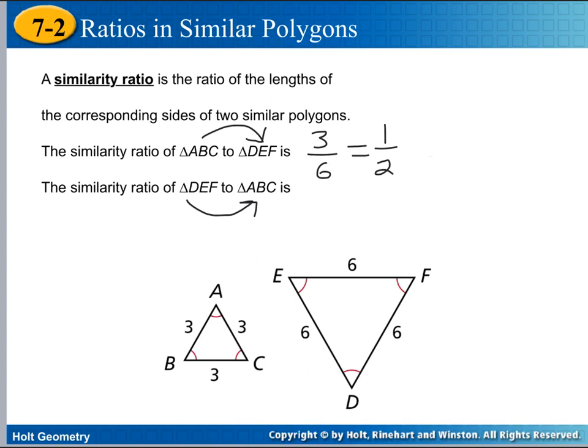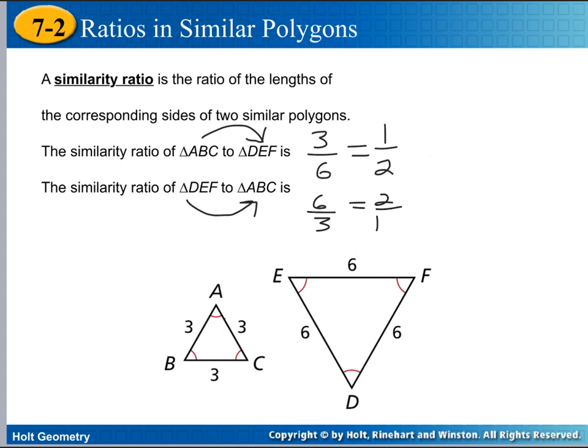Now, if I talk about going the other way from DEF to ABC, then I could say, well, DE is 6 and AB is 3. So then from DEF to ABC, I'm going to have 6 over 3, which is 2 over 1.